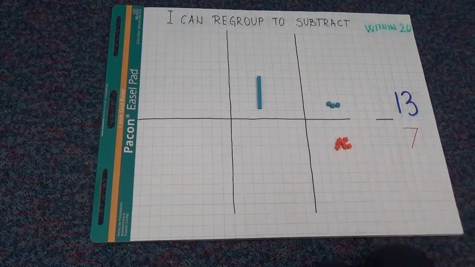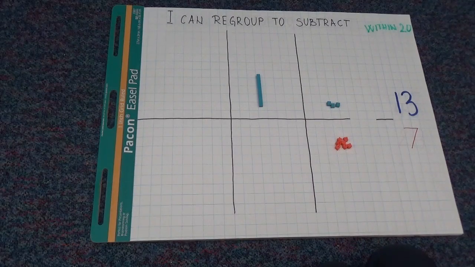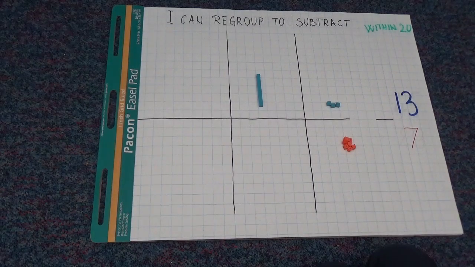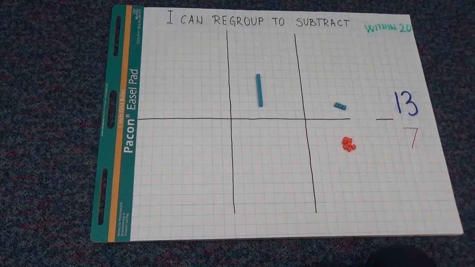as 7 ones. In our standard way, we regroup the 10, decompose it into 10 ones, and then take 7 out of 10 plus 3, which is 13 ones, and we get 6. But is there another way? Can we regroup in different ways?